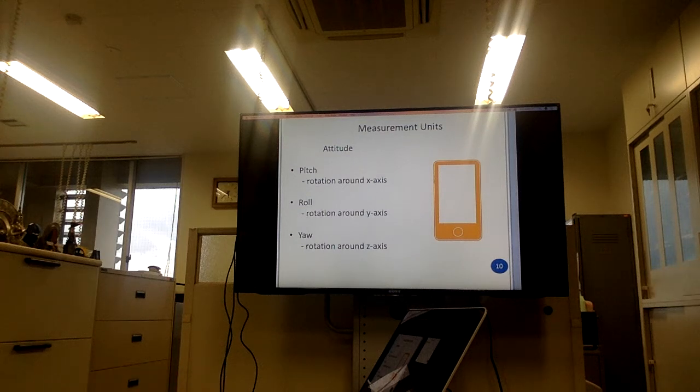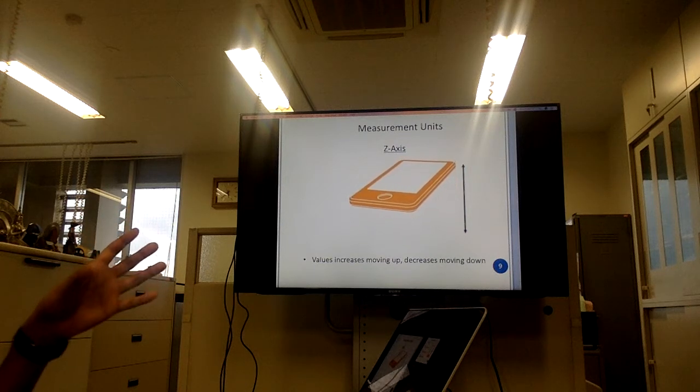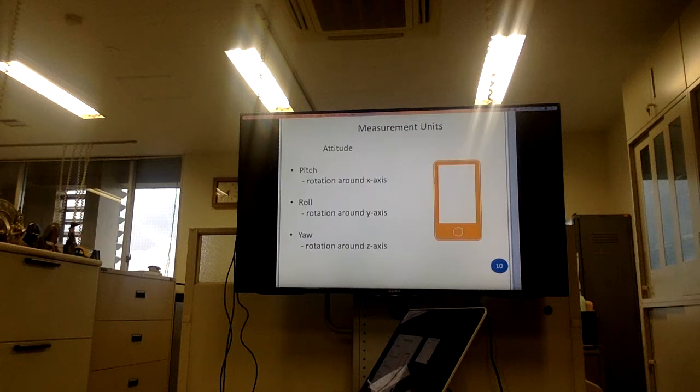One thing I should mention is that in the case of acceleration measurement, the unit is G, where 1 G corresponds to about 10 meters per second squared. And in the case of angle measurement, it's in terms of radians, not degrees. So that is the measurement unit when using Core Motion.